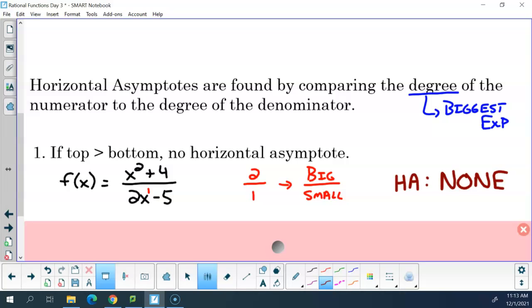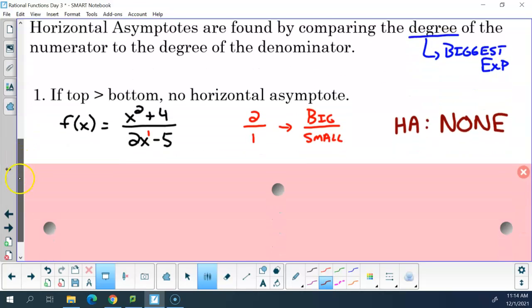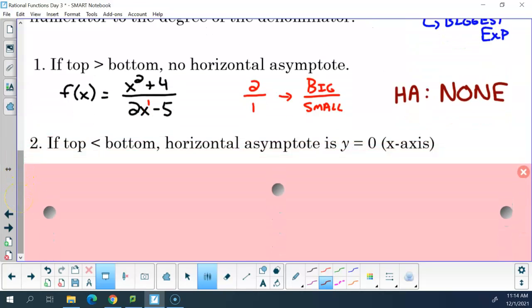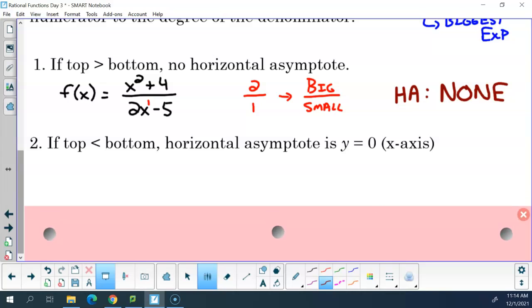Okay? That's first scenario. Second scenario, bottom is bigger than the top. Okay? In that case, we have our function. It would look like, let's say, x over 3x cubed minus 7. Degree on the top is 1. Degree on the bottom is 3.